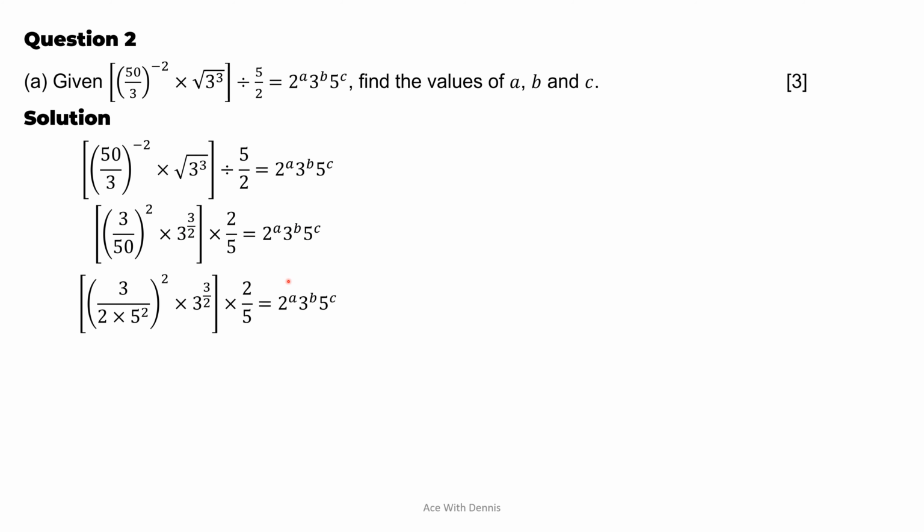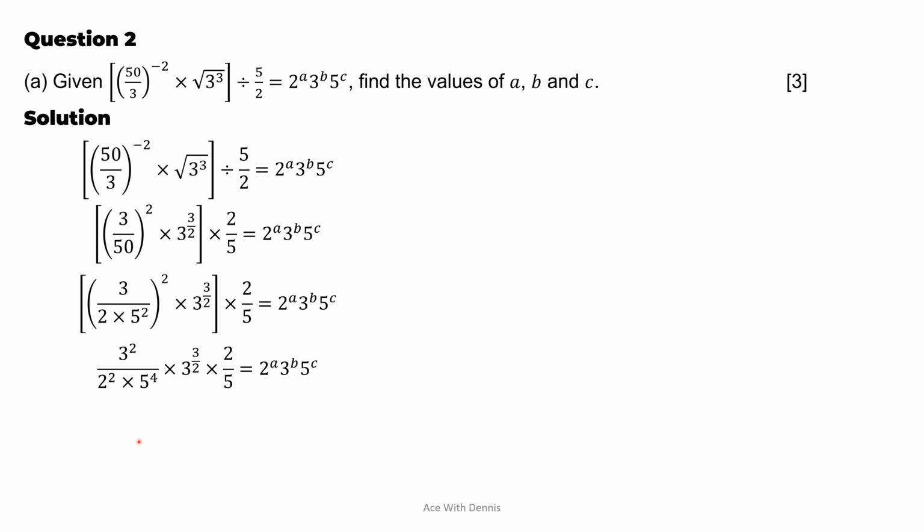The next thing we do is we try to change those numbers into index notation. So 50 will be 2 times 5 squared. The rest we don't do anything, we just copy down. Then we open the bracket. So 3 squared, and the 2 here is 2 squared times 5 to the power 4, because when you remove the bracket, the power multiplies. So it's 5 to the power 4. Then for the rest, we just remove the bracket because we don't need it anymore.